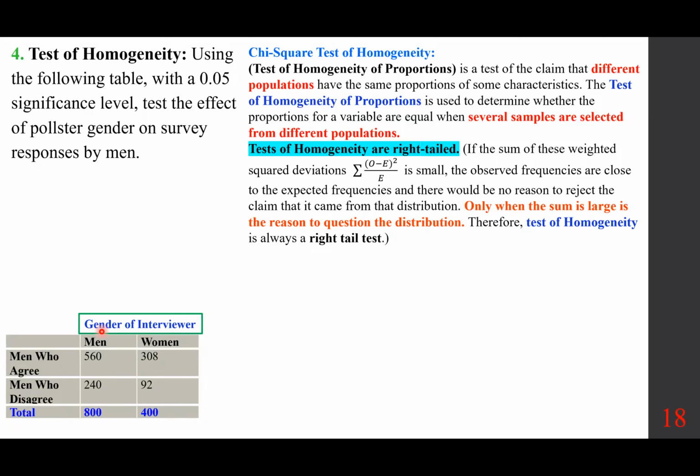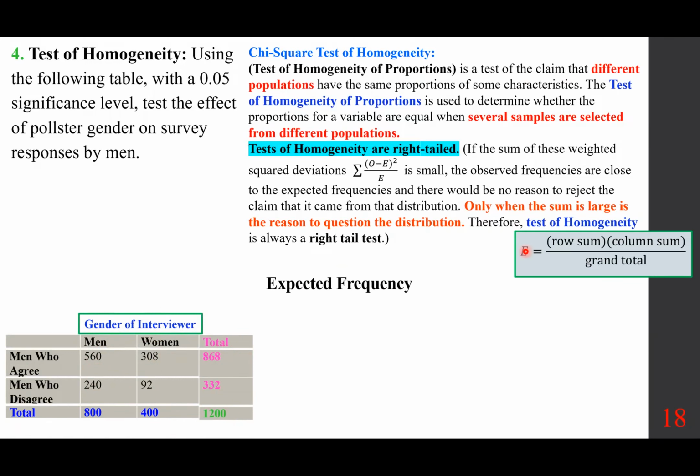We are going to do the same thing as we did before. So we are going to add up the columns. We are going to add up the rows. And when we add these two numbers, or these two numbers, we get the grand total. So it's very similar to that, as you can see. And E is row sum times column sum over the grand total.